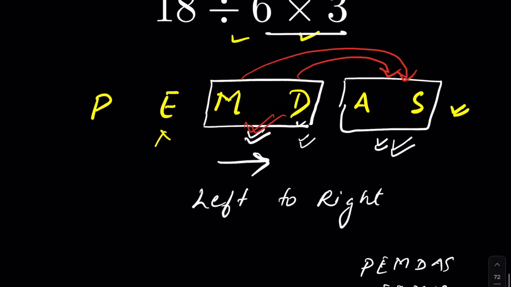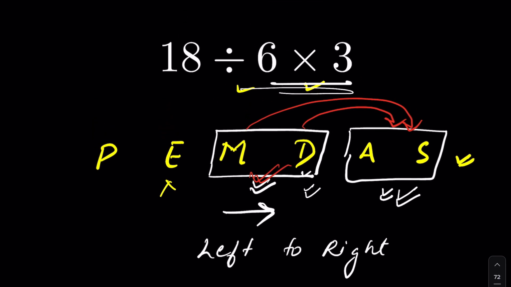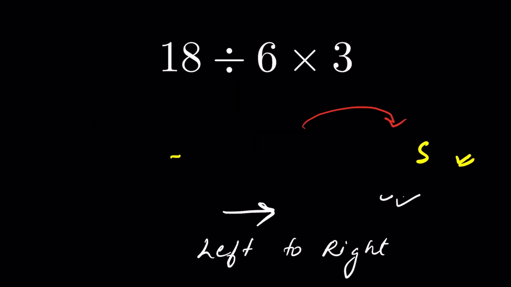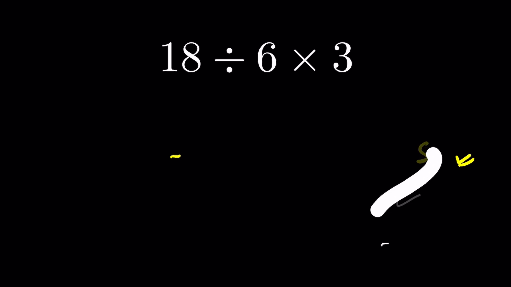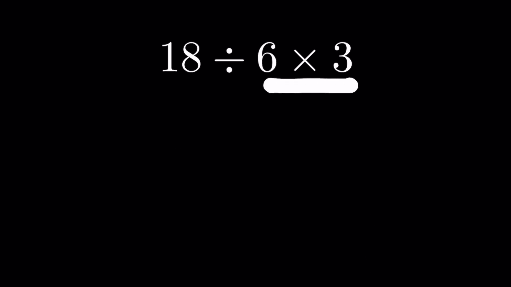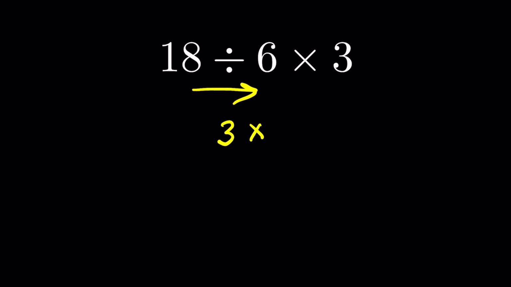Now here in this question, where we are making the mistake is that we are solving it as per PEMDAS and just doing 6 times 3 is 18, 18 divided by 18 is 1. No, we can't do it like this. We have to do the left to right thing. 18 divided by 6 is 3. Then 3 times 3 is 9.